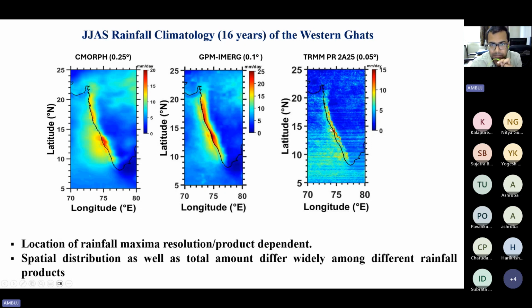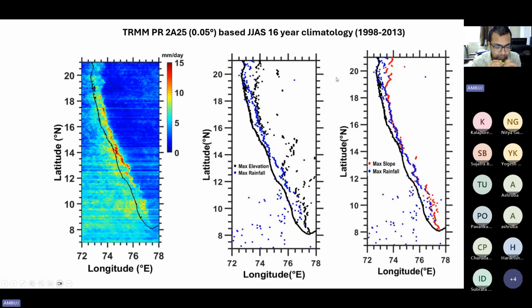So the key message I want to convey is that over this region, a radar product, which is an active sensor product, is actually required to understand the true nature of rainfall distribution. Therefore, we want to look closely at this particular product.